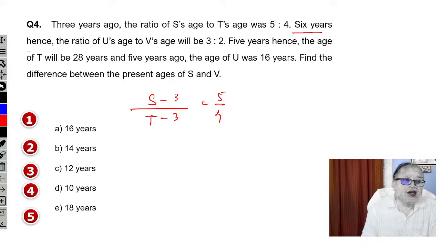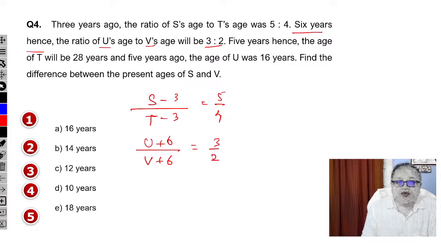6 years hence, the age of U and V, so (U plus 6) by (V plus 6) is equal to 3/2. And 5 years hence, the age of T is 28. So we know the age of T is 28 minus 5, which is 23.